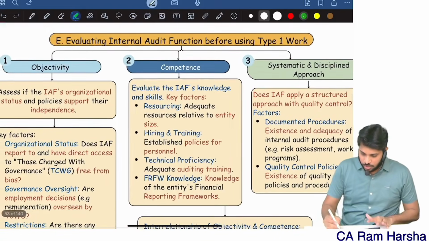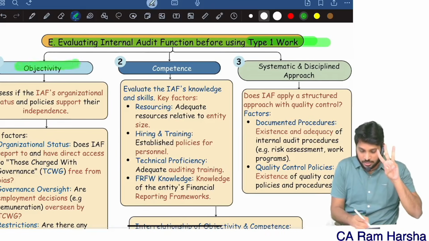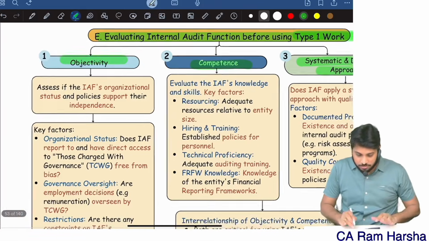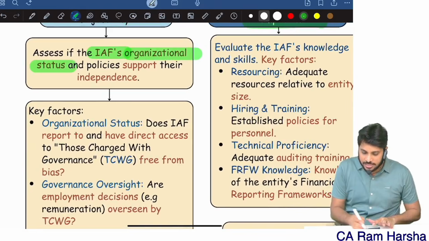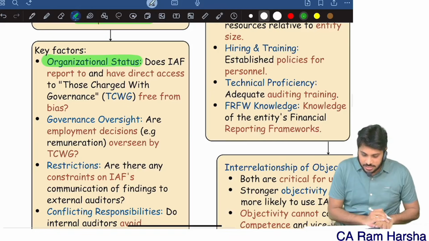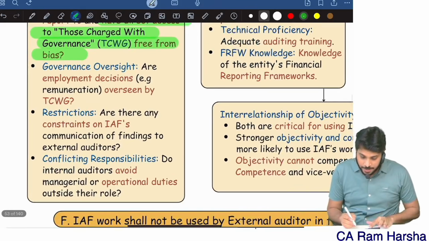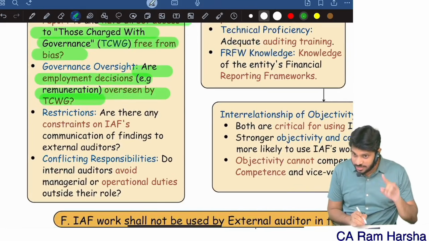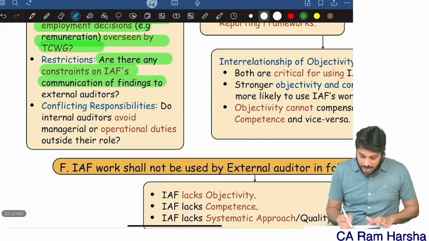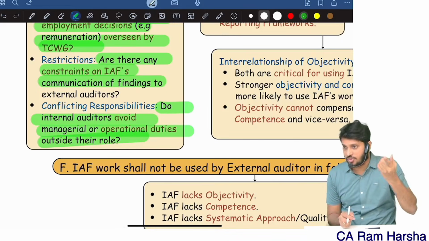Next, now type 1 work. Suppose I wanted to use the internal audit function for type 1. I need to check three important things: objectivity, competence, and a systematic and disciplined approach. Are they following or not? Objectivity: the internal audit function's organizational status, and policies and procedures supporting their independence. Key factors: what is the organizational status? Do they have direct access to top management? Are they free from bias? Are employment decisions overseen by top management? Are there any restrictions on internal auditors to communicate findings? And do internal auditors have any operational duties? These will give you an idea about the objectivity of the internal auditor.